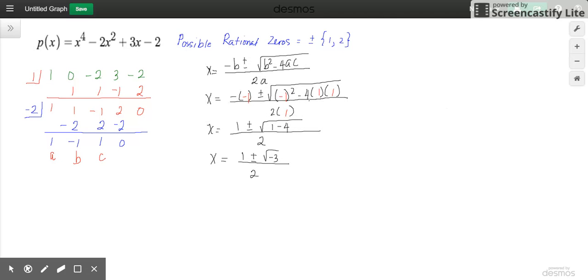Did you get something like this? But wait, what is the square root of negative 3? How does the graph look if the zero has a square root of negative 3? Let's take a look.